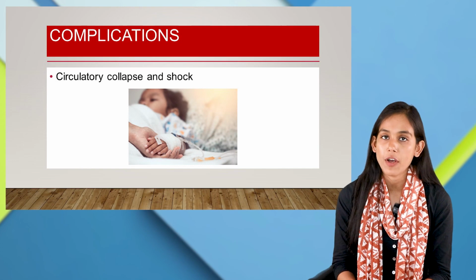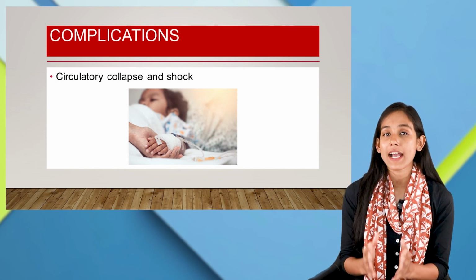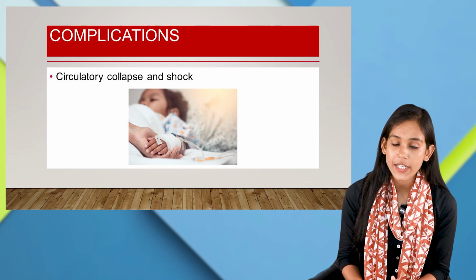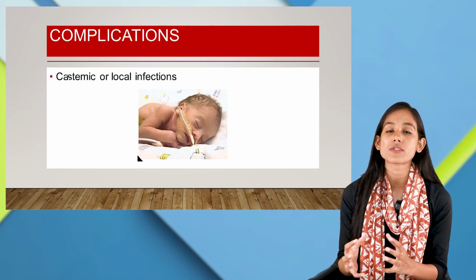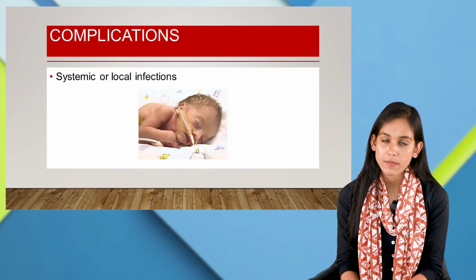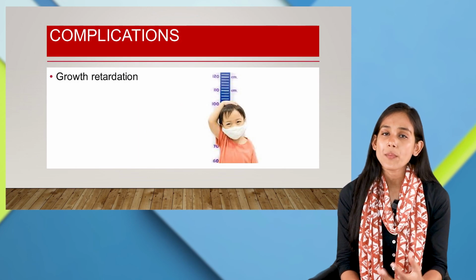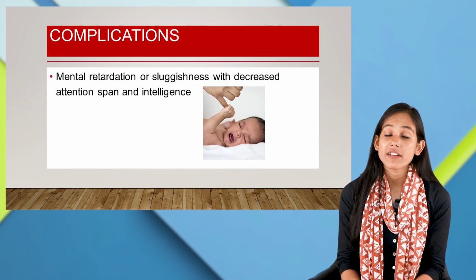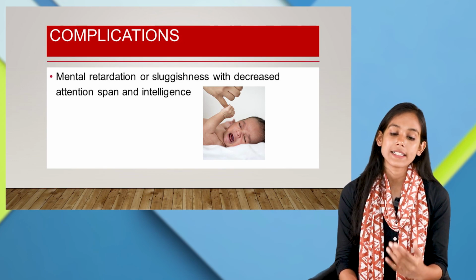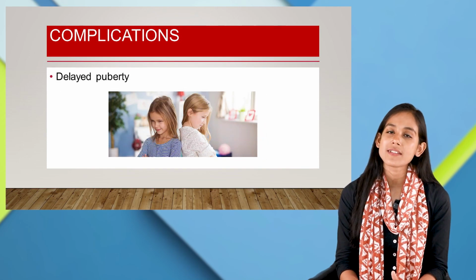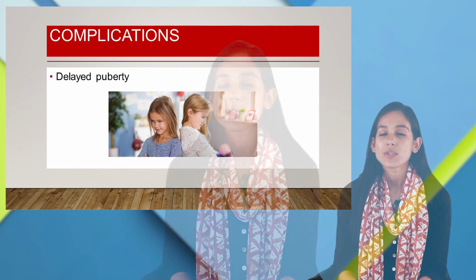So next, let us move on to the complications. Now, anemia can actually affect the child very severely. So there might be circulatory collapse and shock. There might be cardiac enlargement, or also systemic or local infection might be there. And along with these things, there might be growth retardation, mental retardation, or sluggishness with decreased attention span and intelligence. And along with all these, there would be delayed puberty. So these are some of the complications that might occur if the child has anemia and if it is not treated properly.